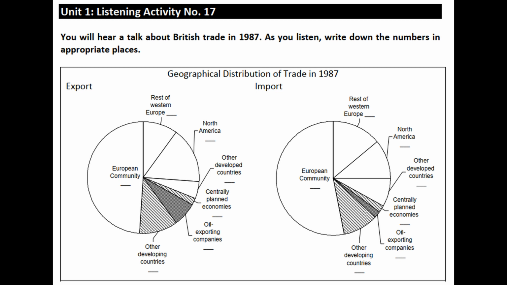2% also is the figure for Britain's imports from centrally planned economies, as you can see from the lined area in the figures.